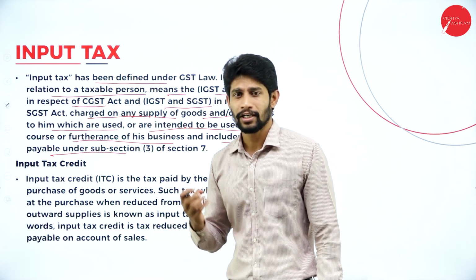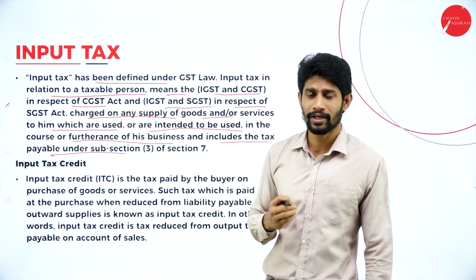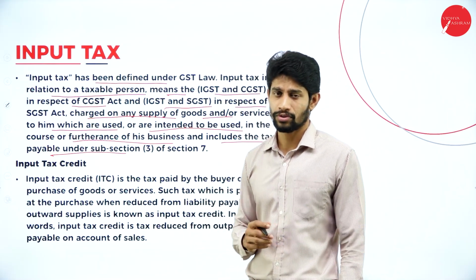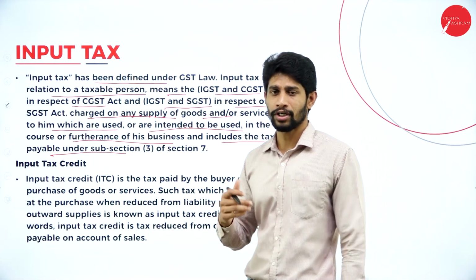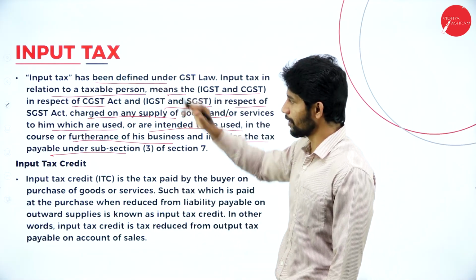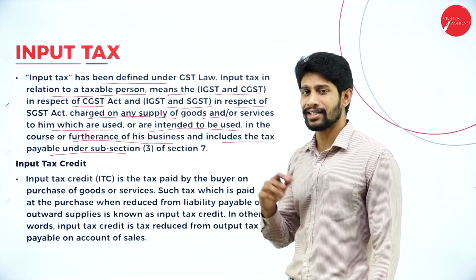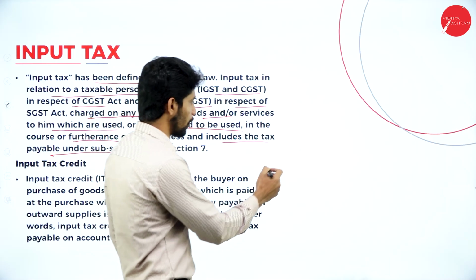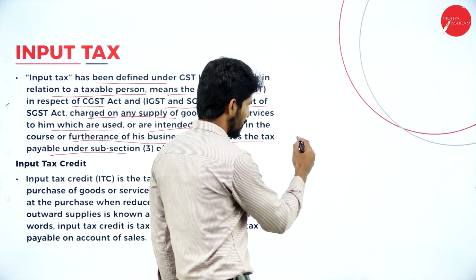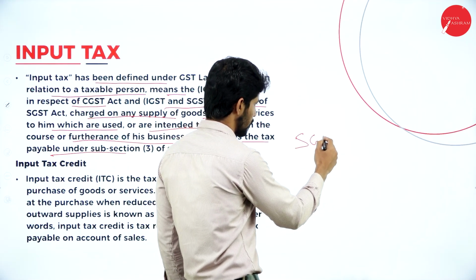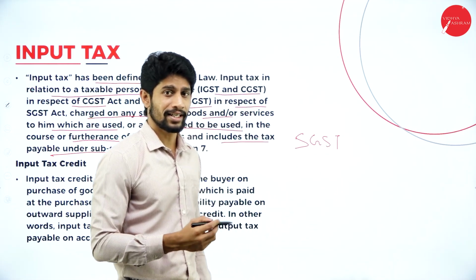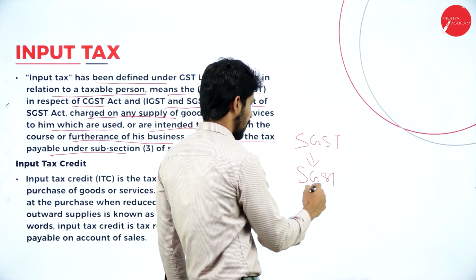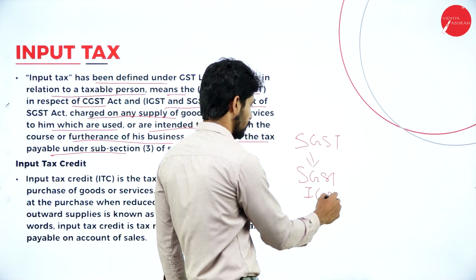Again, what is inputs? Inputs are nothing but the required raw materials to convert into a finished goods or to manufacture a finished goods. So whatever you are purchasing, on that you are going to pay the tax. That tax is called input tax. So you can set off the input tax against different taxes. So you can set off your SGST against SGST and IGST.